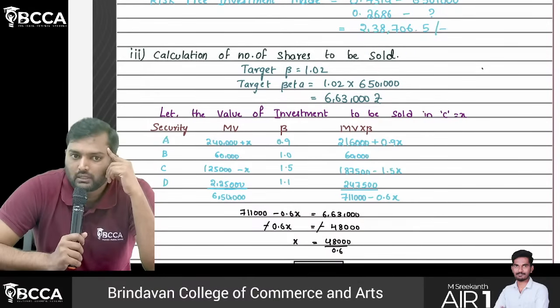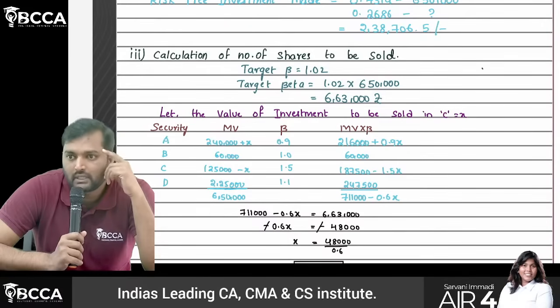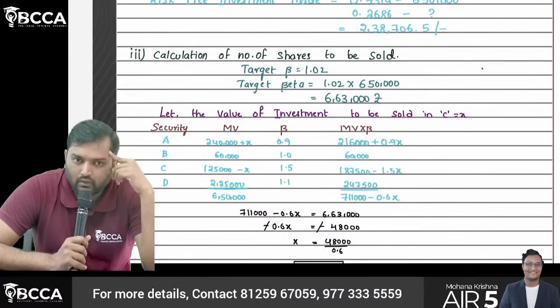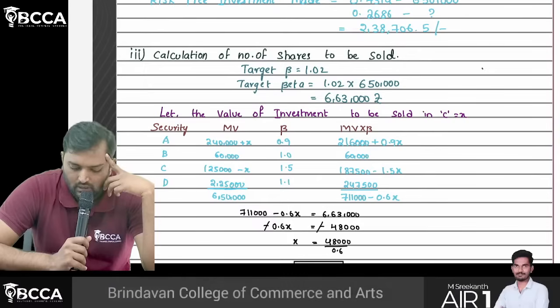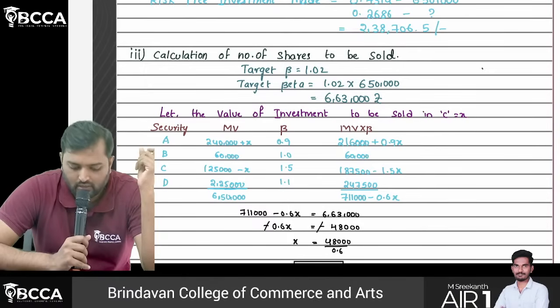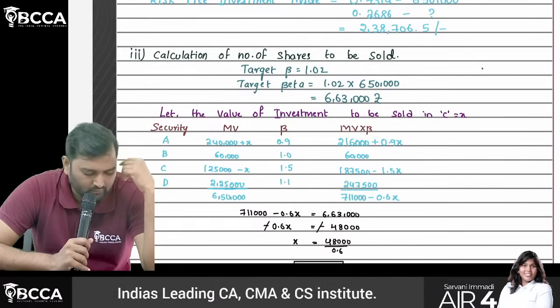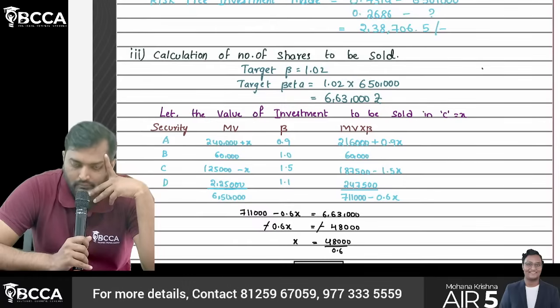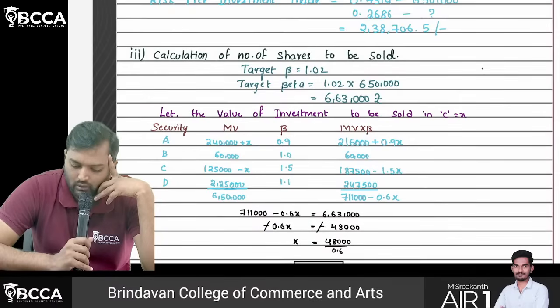Because we are going to sell X amount of C and invest in A. So A becomes 2,40,000 plus X. B will not change, same 60,000. C becomes 1,25,000 minus X. D 2,25,000, and the overall investment will remain the same, 6,50,000. Beta and then market value into beta. So the total you are getting is 7,11,000 minus 0.6x.